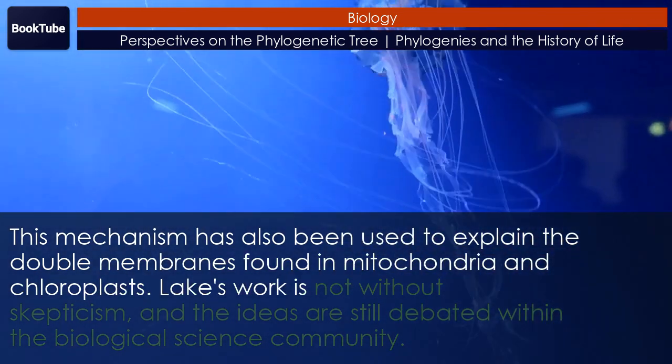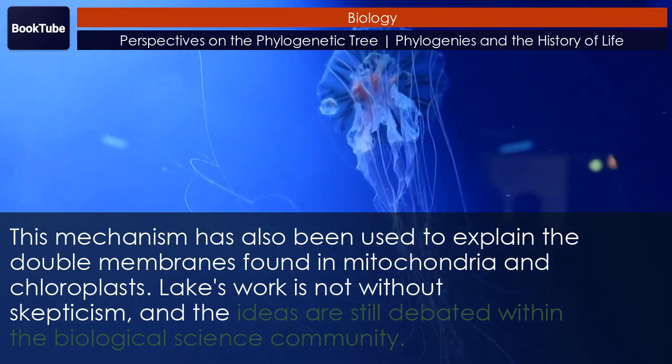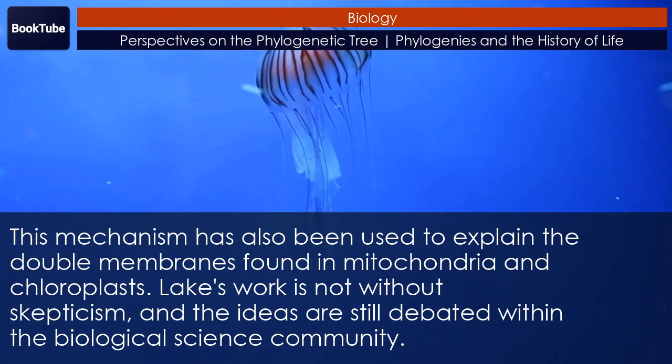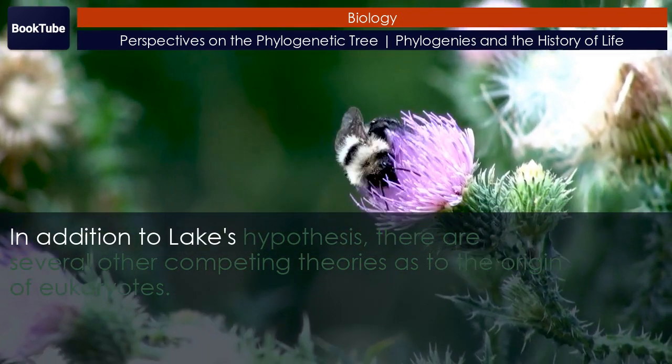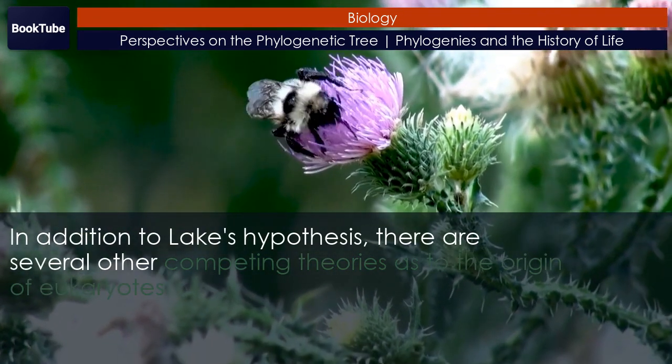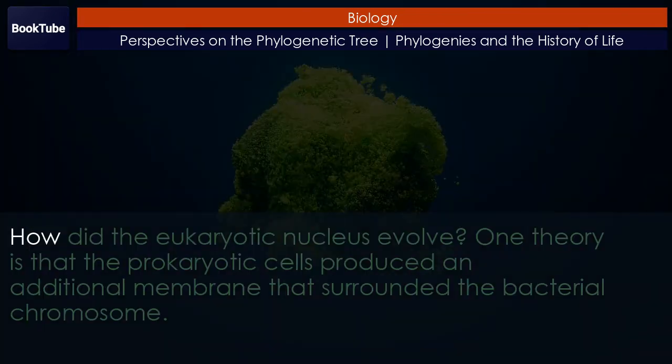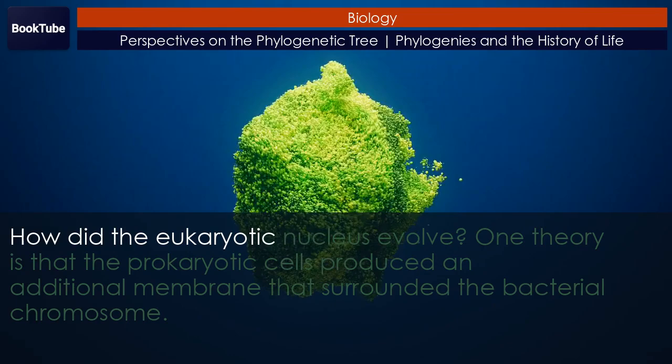This mechanism has also been used to explain the double membranes found in mitochondria and chloroplasts. Lake's work is not without skepticism, and the ideas are still debated within the biological science community. In addition to Lake's hypothesis, there are several other competing theories as to the origin of eukaryotes. How did the eukaryotic nucleus evolve?